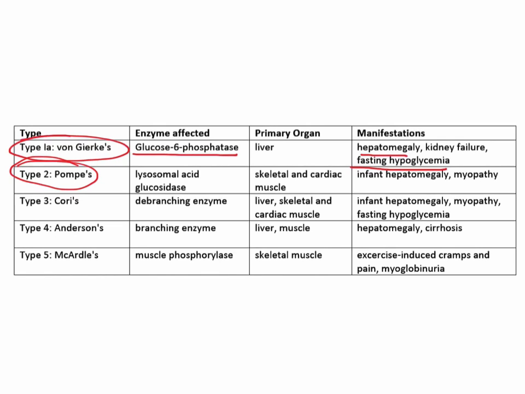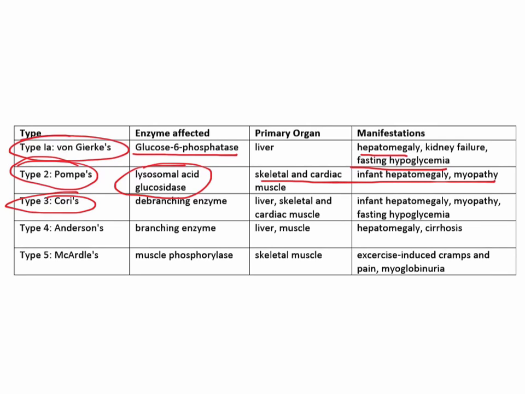Pompe's disease is a unique glycogen storage disease in that it's due to a defect in a lysosomal enzyme. The enzyme is lysosomal acid glucosidase. Glycogen particles are regularly cleared and resynthesized in cells, and lysosomal acid glucosidase helps clear glycogen particles from the cell. If the enzyme is absent, then glycogen accumulates and causes damage to tissues. Severe cardiac and skeletal muscle myopathy is characteristic of the disease.